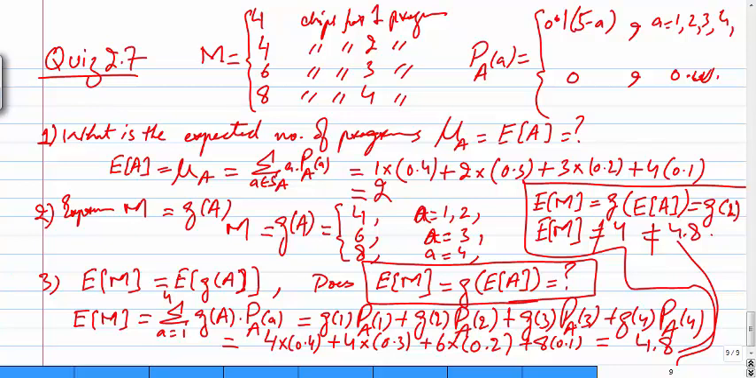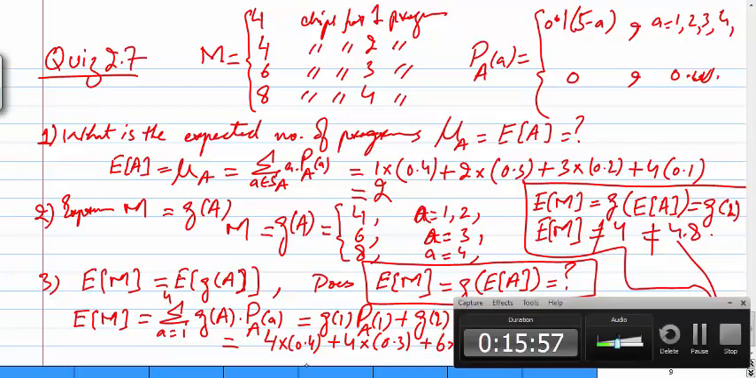Now this relation is not true, so this means that you can't move the function out of the expected value. This is also not a linear relation. Now I will stop here. We'll continue further in the next lecture. Thank you.